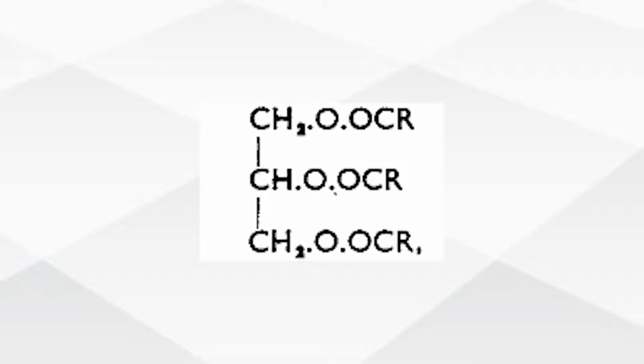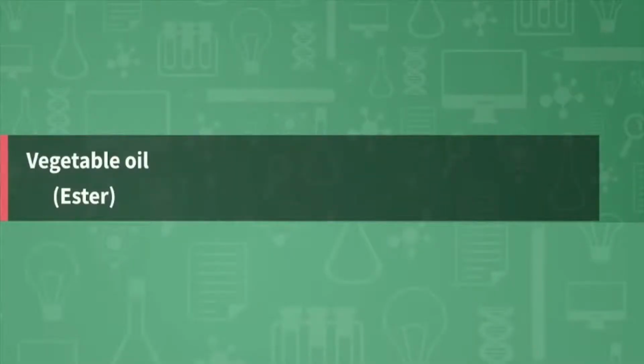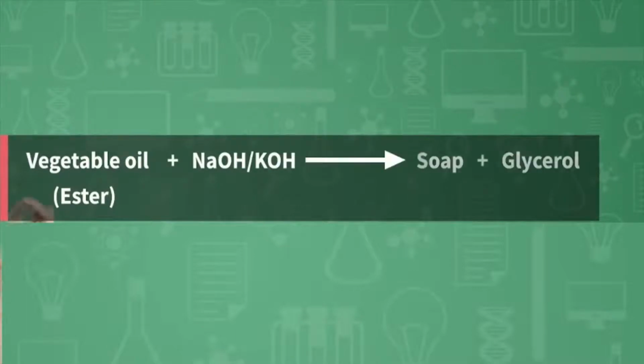When oils and fats are heated with a solution of sodium or potassium hydroxide, they are hydrolyzed into glycerol and the alkali salt of fatty acid. The sodium or potassium salts of the fatty acids are soaps, and this particular hydrolysis is therefore referred to as saponification. Saponification is a process in which soaps are formed by treating an ester with a strong alkali. The vegetable oil, which has ester, is treated with a strong alkali, either sodium hydroxide or potassium hydroxide.